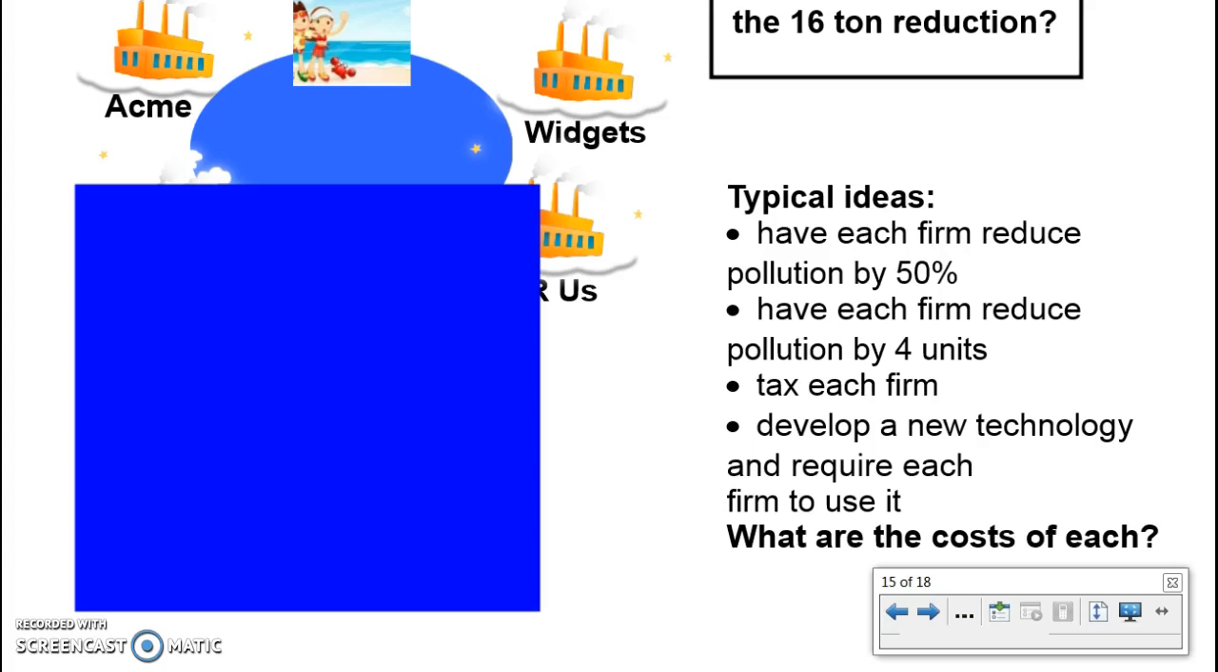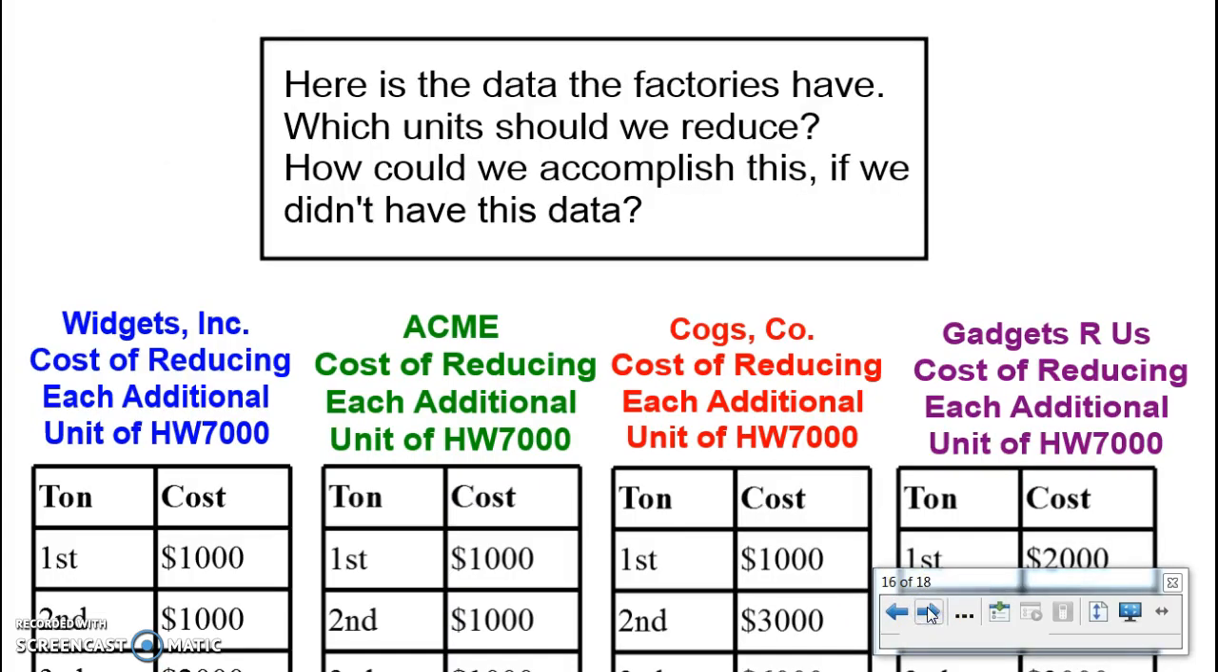You could also just impose a tax on each firm, and the government could clean the lake. Or you could develop a new technology and require each firm to use it. So we could walk through the different costs of each, and it's kind of a fun simulation if you have time to do it, because there's actually data about each firm, and it looks like this.